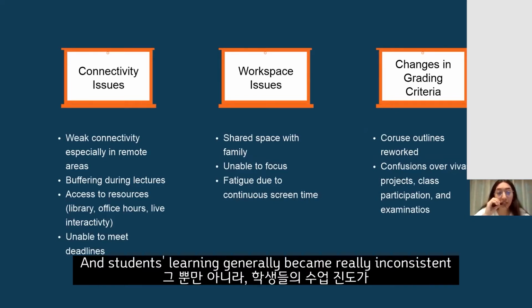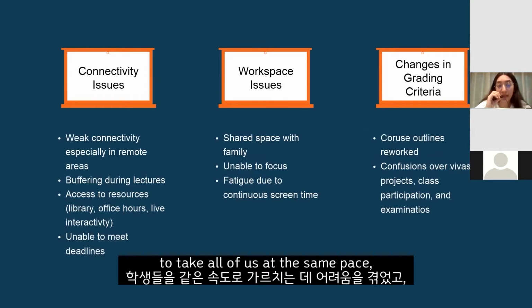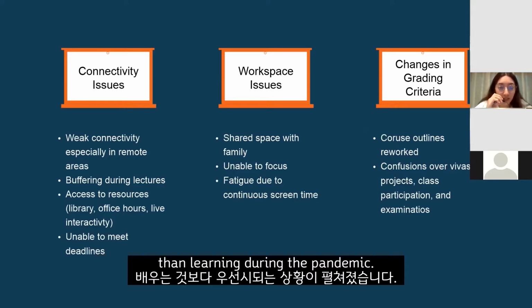Student learning generally became really inconsistent within the same classroom. It was really difficult for teachers to take all of us at the same pace, and grading became perhaps a much bigger priority than learning during the pandemic.